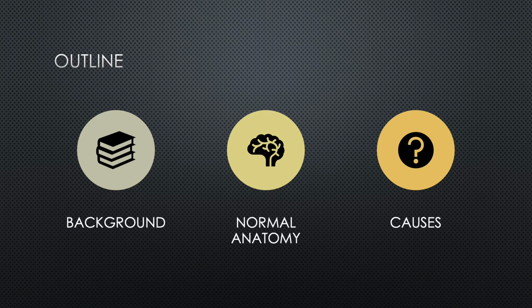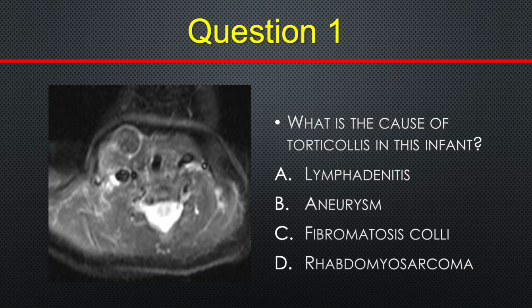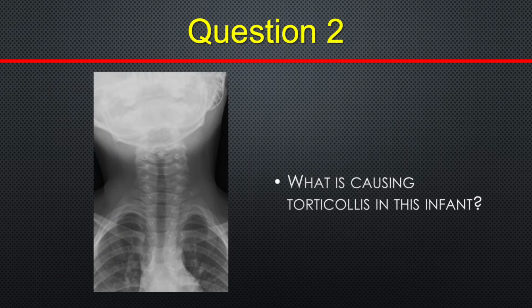The outline will be some background information, normal anatomy, and causes of congenital torticollis. Also got a question here that will be answered during the presentation. What is the cause of torticollis in this infant? In this case, what is causing torticollis in this infant? Do you see the abnormality? We also will review this case during the presentation.